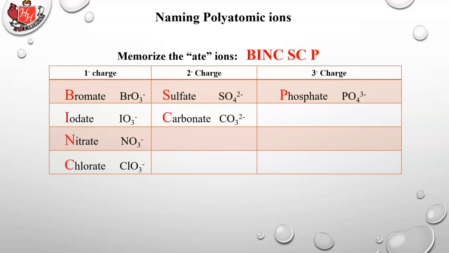In memorizing these, notice that all of them have 3 oxygens with the exception of sulfate and phosphate. Just remember the mnemonic BINC, BINC, SCP. For some reason that sticks in my mind. So bromate, iodate, nitrate, chlorate, and then SC is sulfate, carbonate, and P is phosphate.